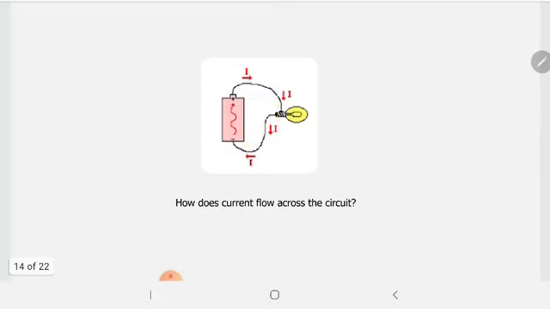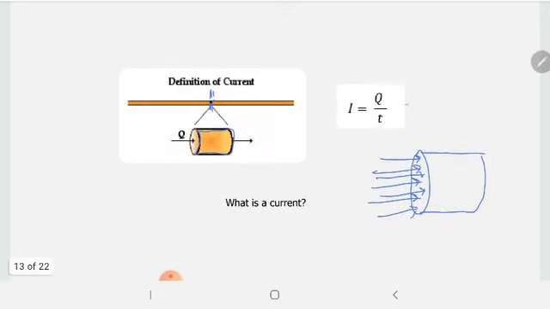This is based on tradition. Kasi before, it was Benjamin Franklin, diba, who first studied this very, very deeply. And he was the first to assume that it's the positive charges na gumagalaw or nagpo-flow in a circuit. So, yung convention na yon got stuck and yun yung ginagamit natin until today. But yes, you are correct that it is the electrons that are actually moving. But anyways, we will follow the conventional current direction. Okay?